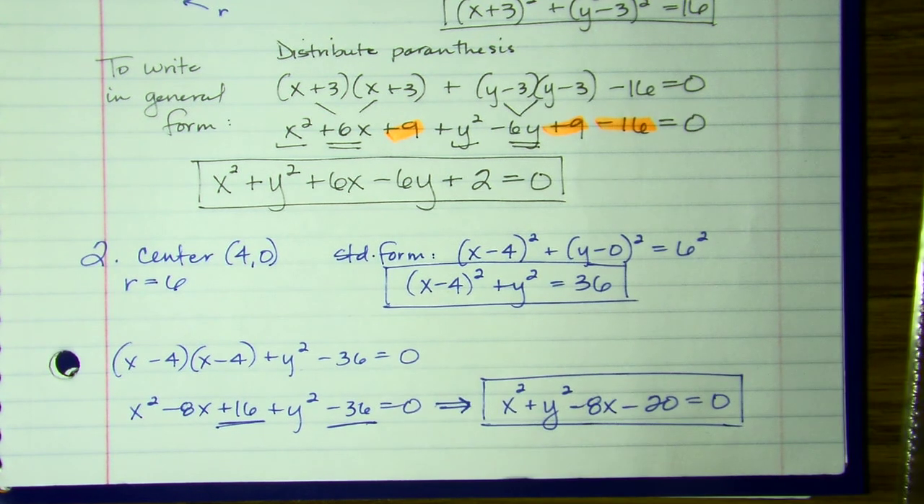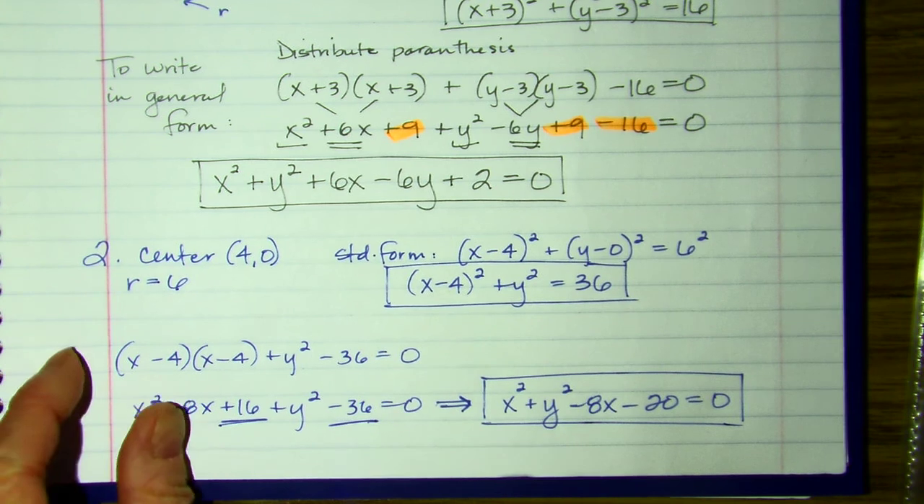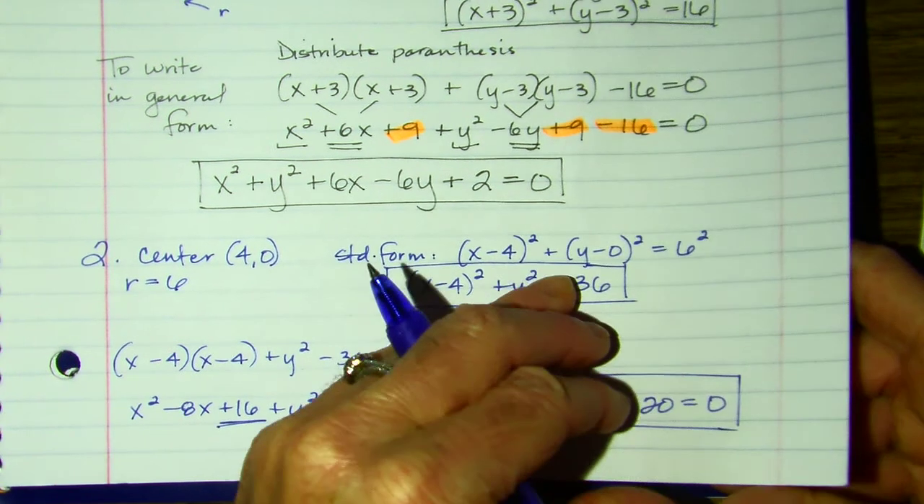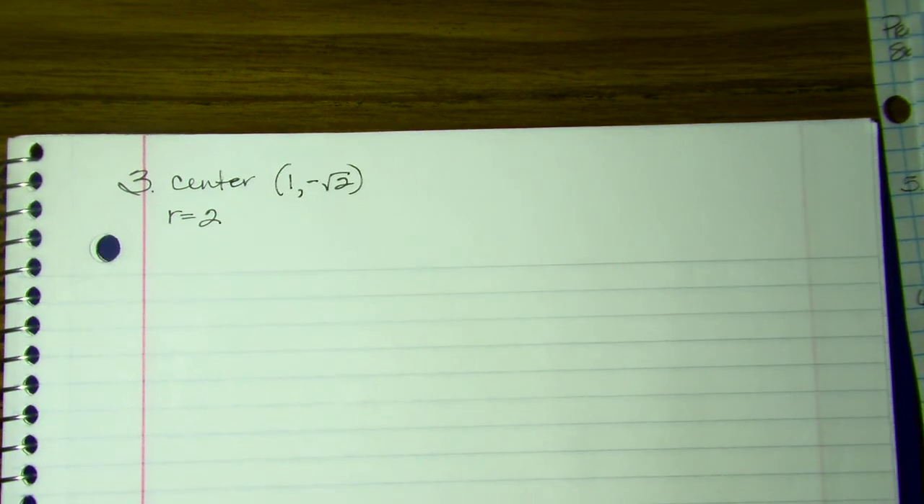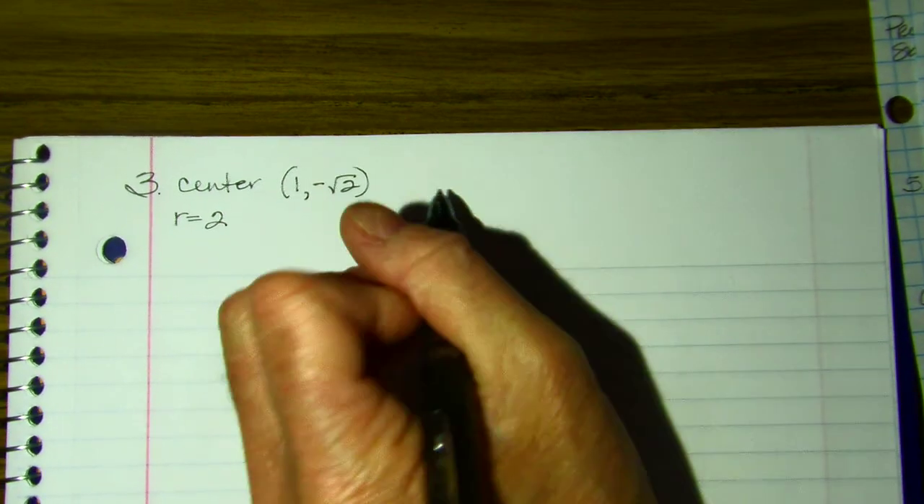Okay. I'm going to do one more just so we're familiar that you could end up with problems with radicals in them. And so I'm going to do one with you in that case. So last one, and then we'll move on to part C. So let's say now the center of our circle is at 1, comma, negative root 2, and our radius is 2. All right, so let's go ahead and write this in standard form.